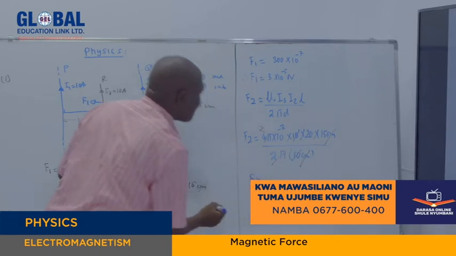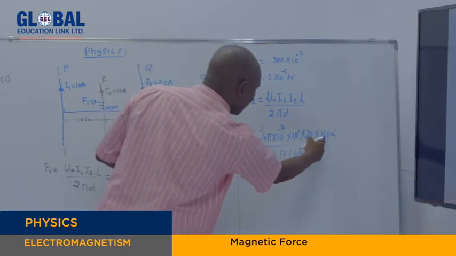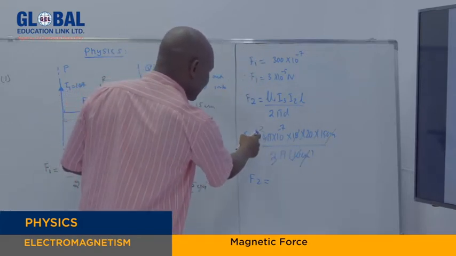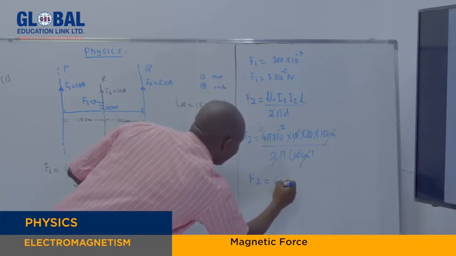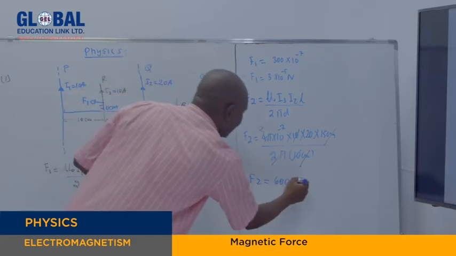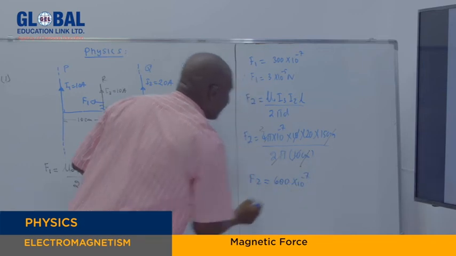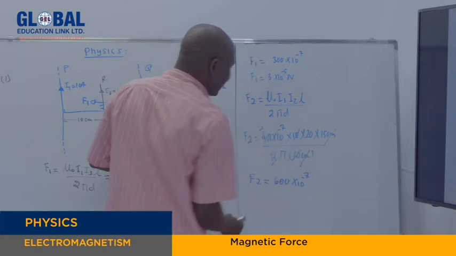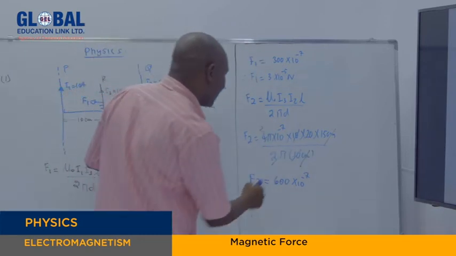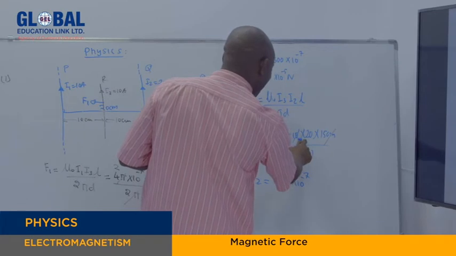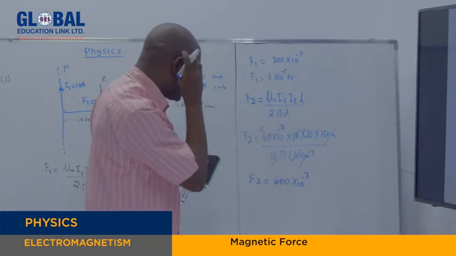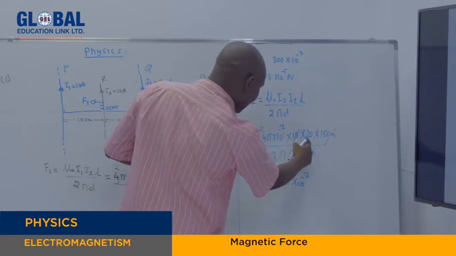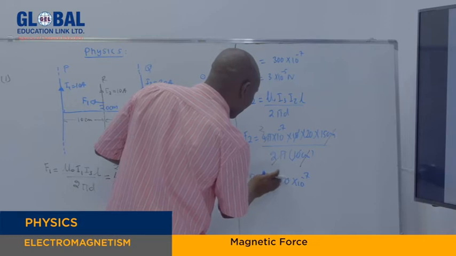F2 equals 15 times 20 times 2. So you multiply, and this will give 600 times 10 power negative 7. If you multiply, this is 30 times 2, 60. This is 15 times 2 is 30. You can check the values here. 15 times 2 is 30, times 2, this will give us 120, I think.